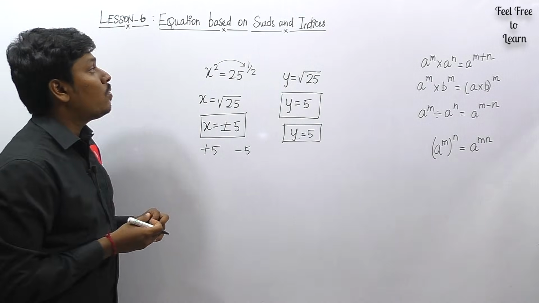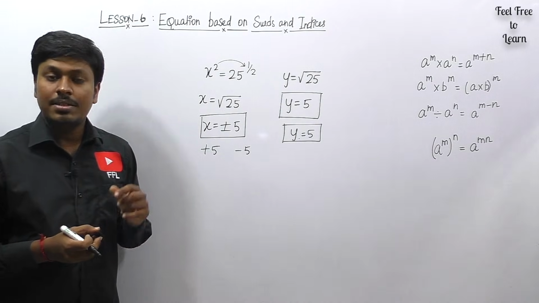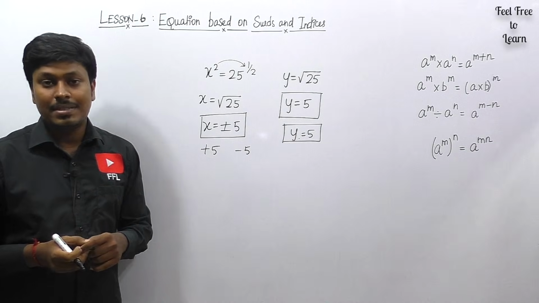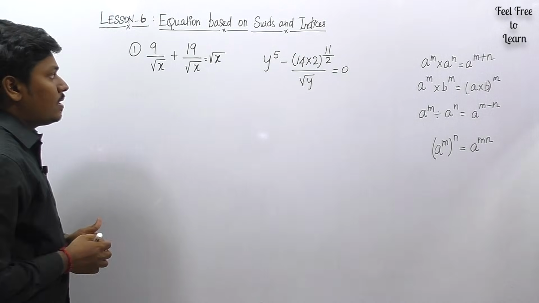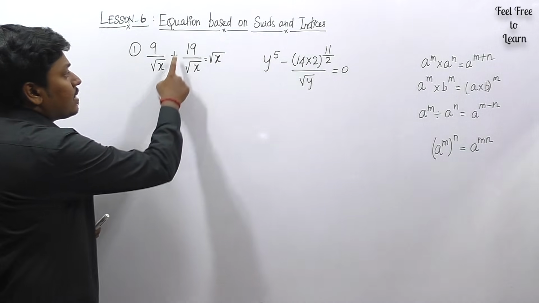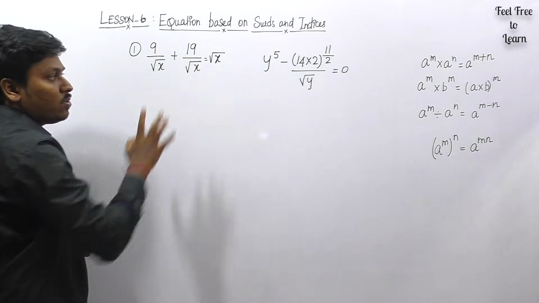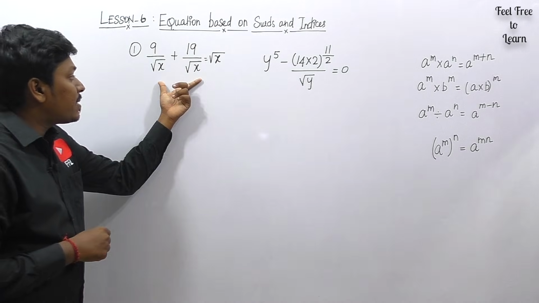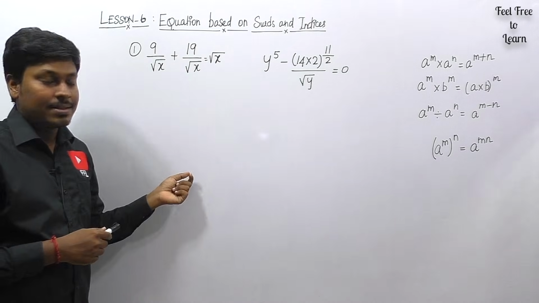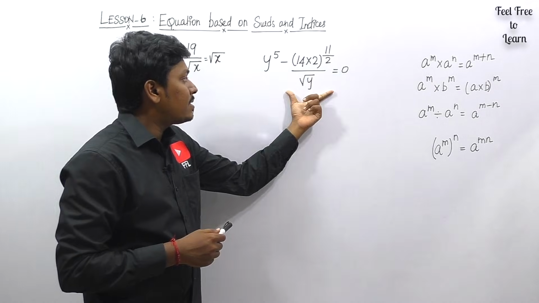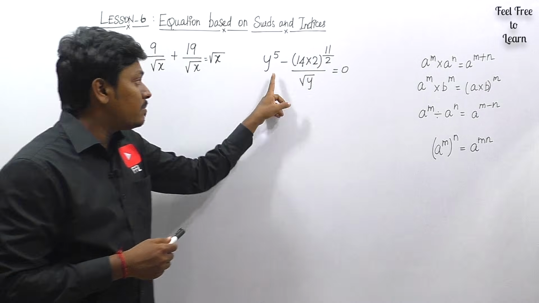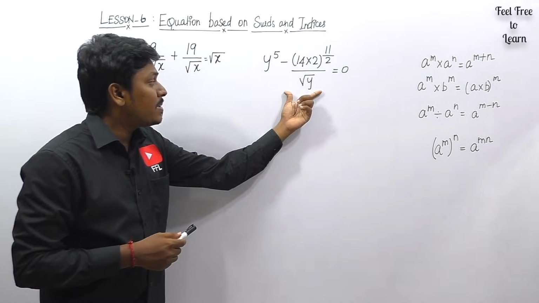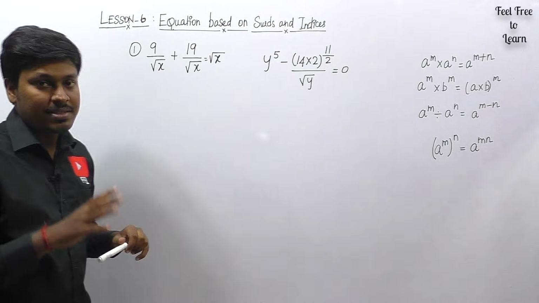So friends, let me move on to all the 7 different questions based on equations on surds and indices. Question number 1: 9 divided by root x plus 19 divided by root x is equal to root x. By using this expression, we need to find the value of x. Similarly, by using the second expression, which is completely in terms of y, we need to find the value of y. That is the concept, right?